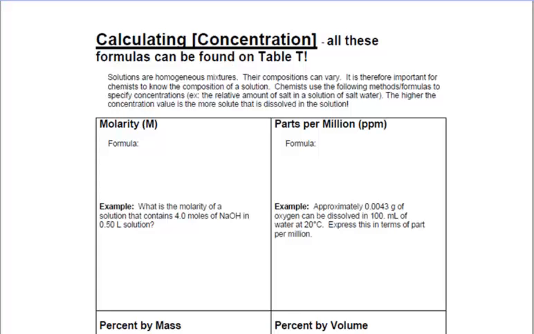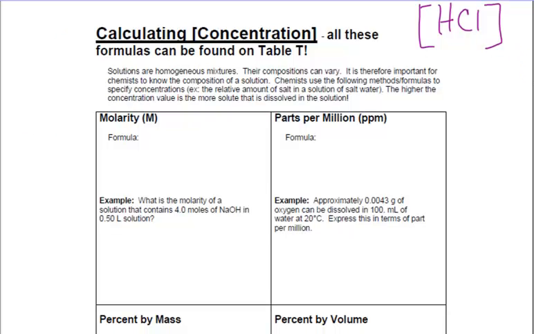So calculating concentration now, these brackets are here for a reason, okay? When we're trying to calculate concentration, when something is in brackets, we are telling someone that this is concentration. So when anything is in brackets, we're talking about the concentration, of course, unless it's an electron dot diagram. Don't get that confused.